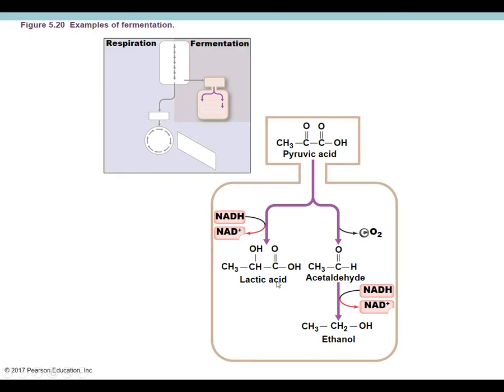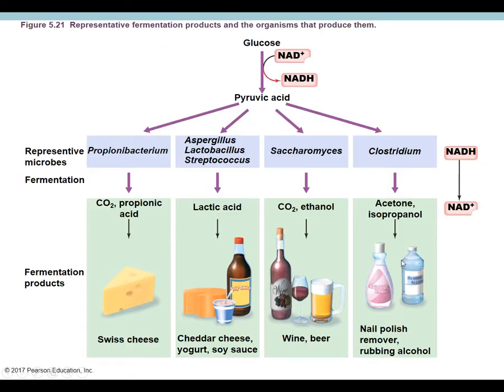Lactic acid is also, for some organisms, the product. So some organisms make lactic acid, other organisms make alcohol. It depends on the species. But depending on the species, you can get different products from microbes. So you can get cheese, things like soy sauce, yogurt, alcohol, we talked about ethanol, from Saccharomyces, which is just a yeast.